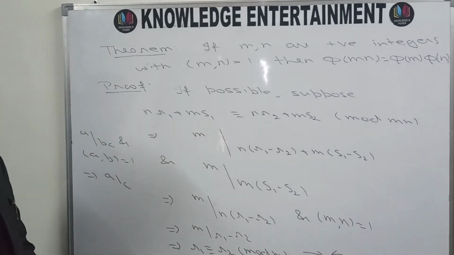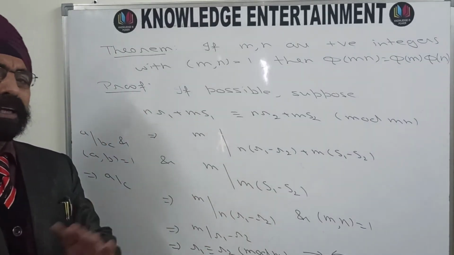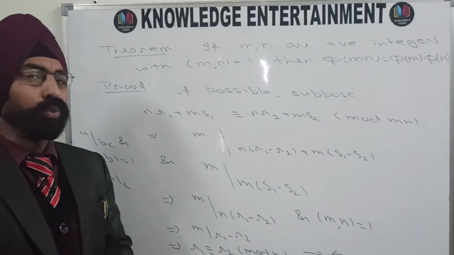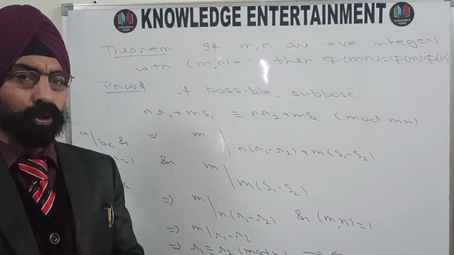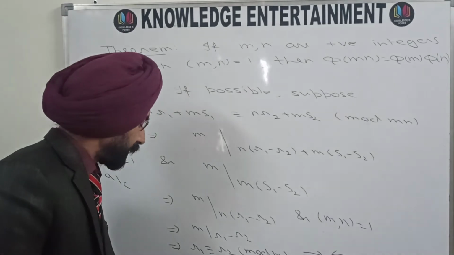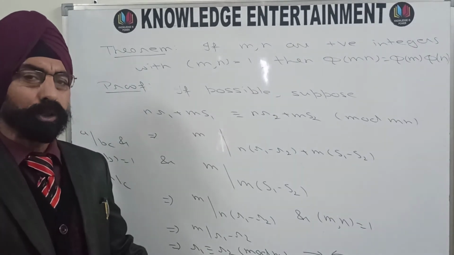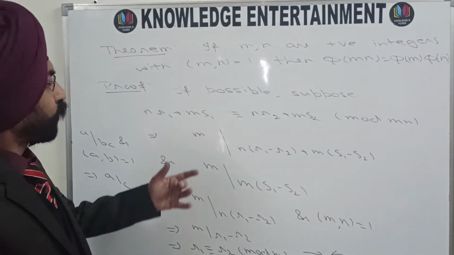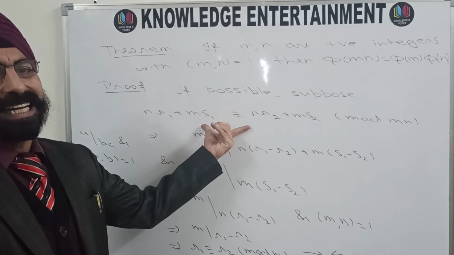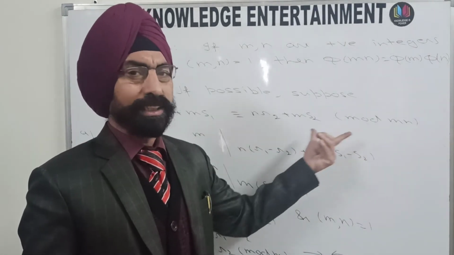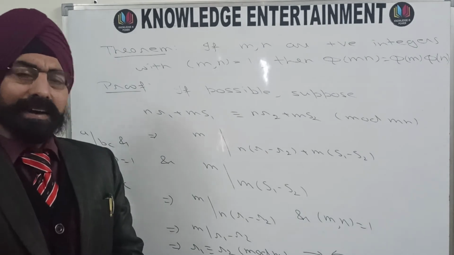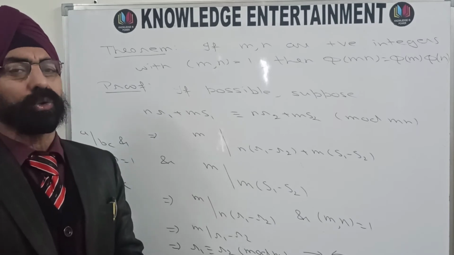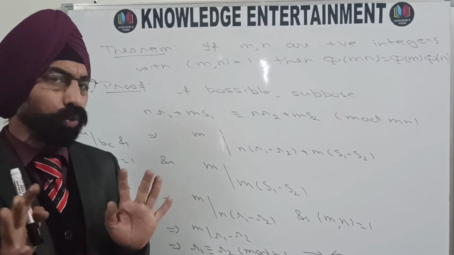Why? Because r1 and r2 are members of the reduced residue system modulo m, and no two members of a reduced residue system modulo m can be congruent to each other. So how can r1 and r2 be congruent to each other modulo m? It is not possible. It is a contradiction. And why is this contradiction there? Because our supposition was wrong. And what was our supposition? We supposed that two members of the set T are congruent to each other modulo mn. So this is not possible. That means if you take any two members of the set T, they are not congruent to each other modulo mn. So two things we have proved.